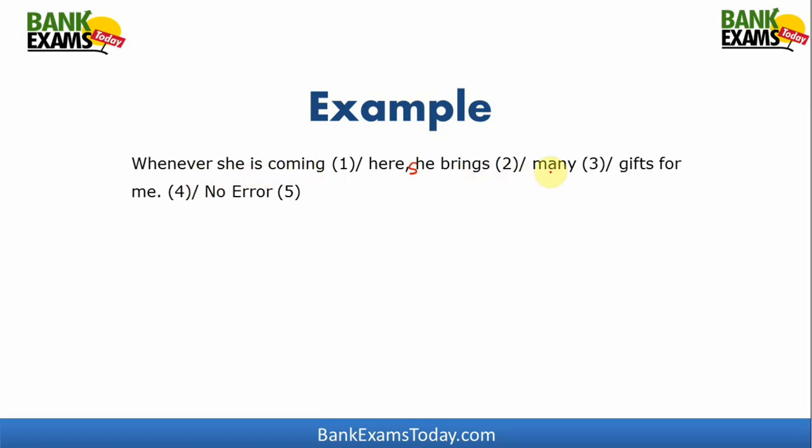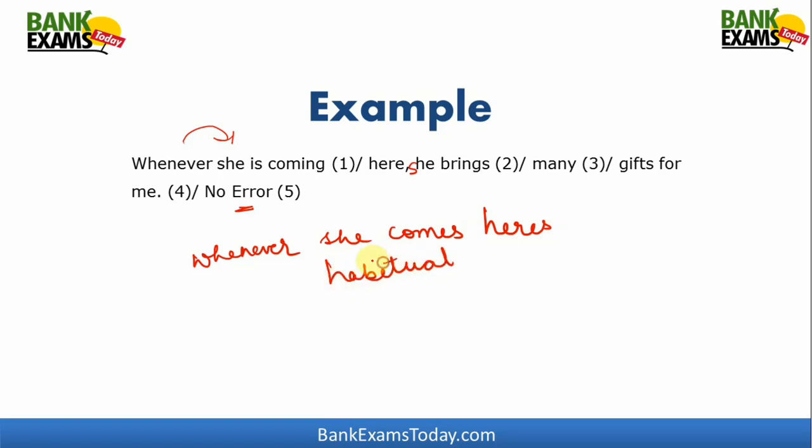Then, when she is coming here, she brings many gifts for me. It is a kind of activity. Whenever she is coming here, she brings many gifts for me. Maybe the person is trying to say that his or her mother or sister brings many gifts whenever he or she comes. So it should be whenever she comes here, that is, ki wo jab bhi yahan par aati hai, a regular or habitual activity. And we express habitual actions by present indefinite tense. So it should be whenever she comes here, she brings many gifts for me.